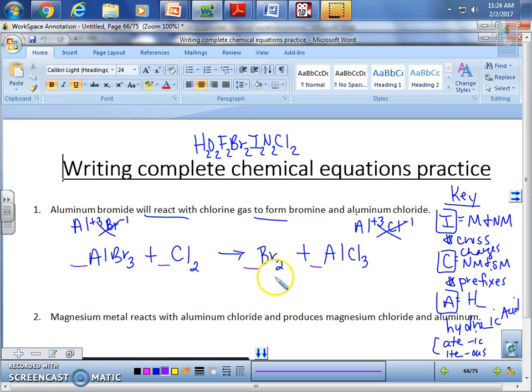3 Brs and 2 Brs. I know that the lowest common denominator is 6, so I'm going to get them both to 6. That gave me 2 Als. I'm going to go ahead and stick my 2 there. And now that gives me 6 Cls, so I'm going to go ahead and stick my 3 there. And now my equation is balanced, and finally you classify. I have a single and I have a compound. My single gets in my compound. So that's called a single replacement.